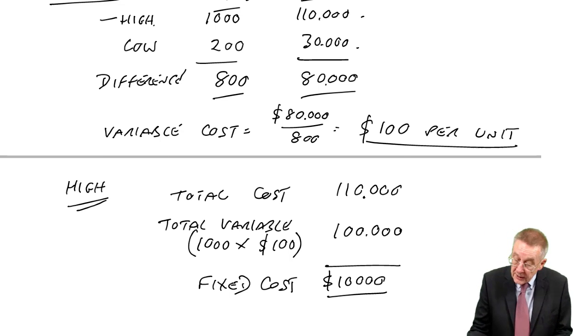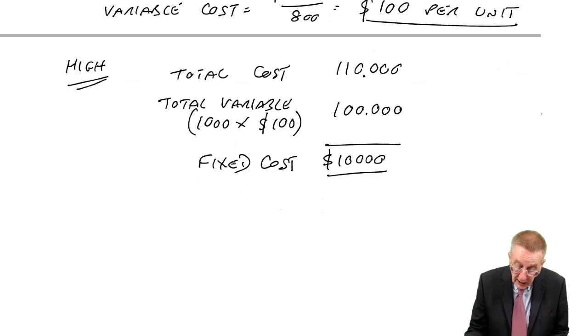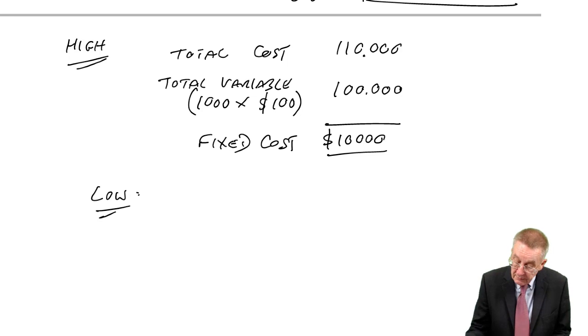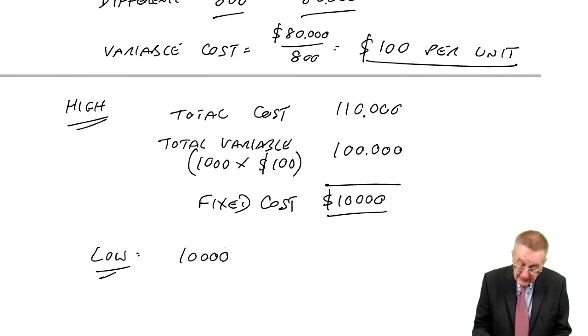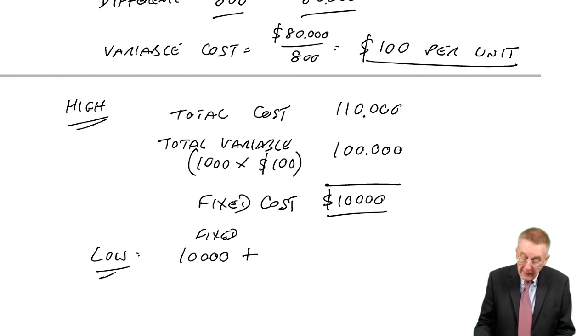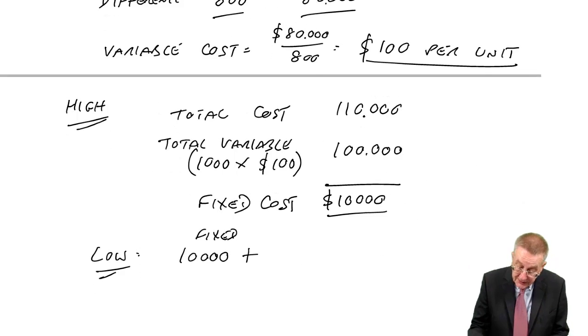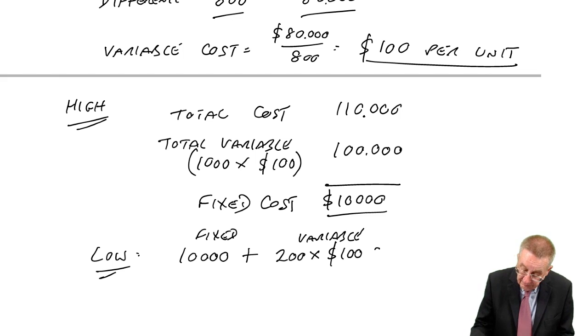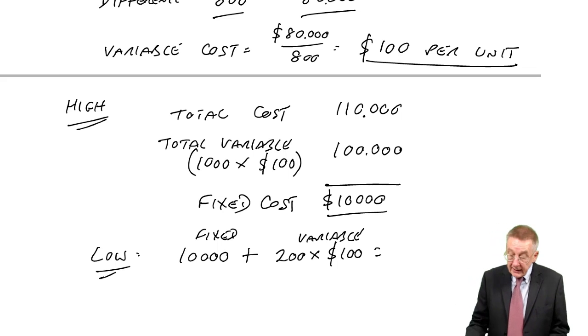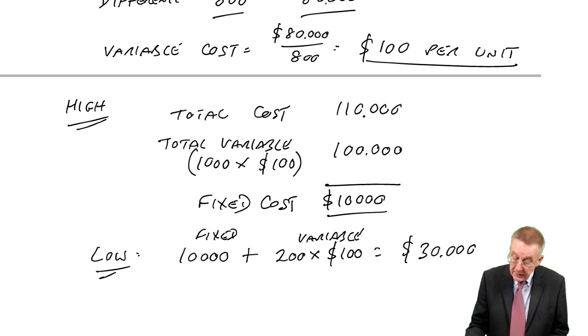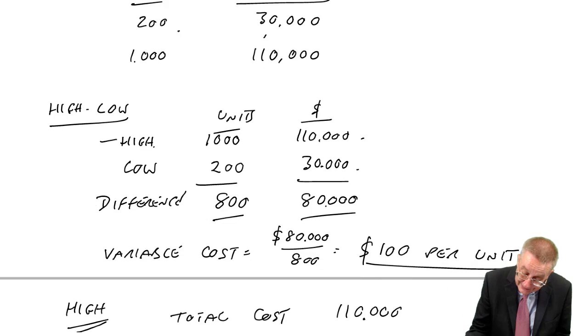And I could have gone to either. I mean, just let's check it. What about the low one? Well, the low one, we're saying the fixed cost is 10,000. In addition, there's a variable cost. It's 200 units, variable 100 a unit. And what does that come to? 200 times 100 is 20,000, plus the fixed of 10,000. It comes to 30,000, which is, I hope, yes, what we had.